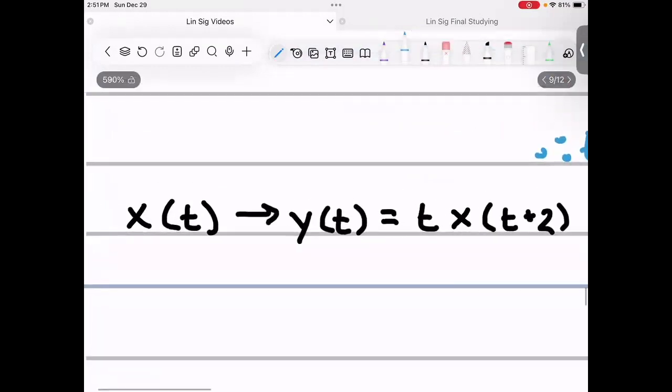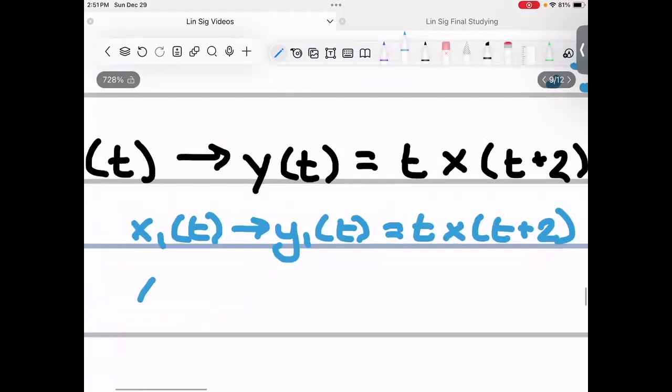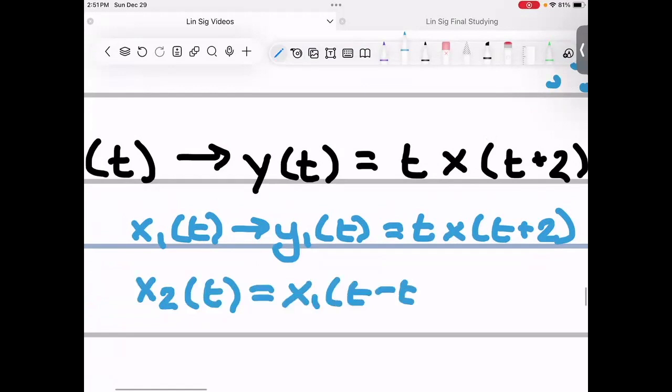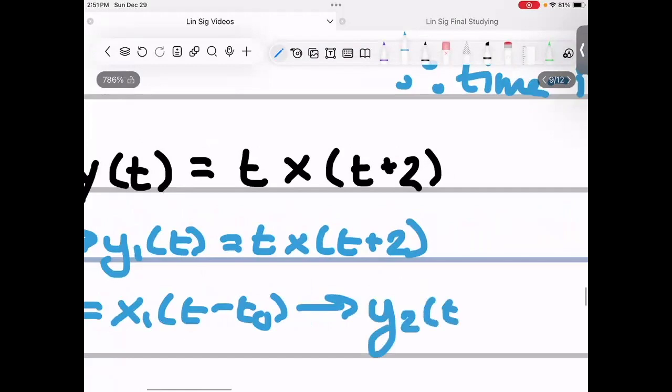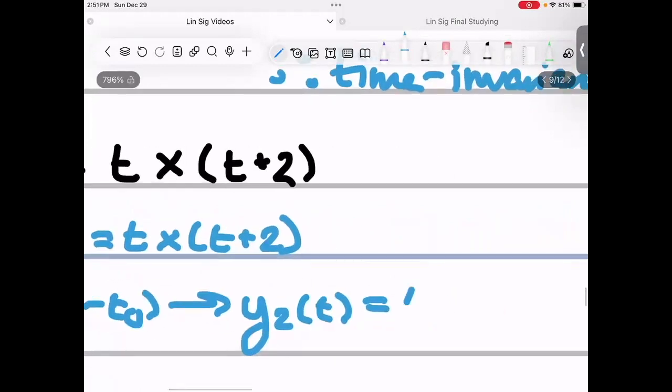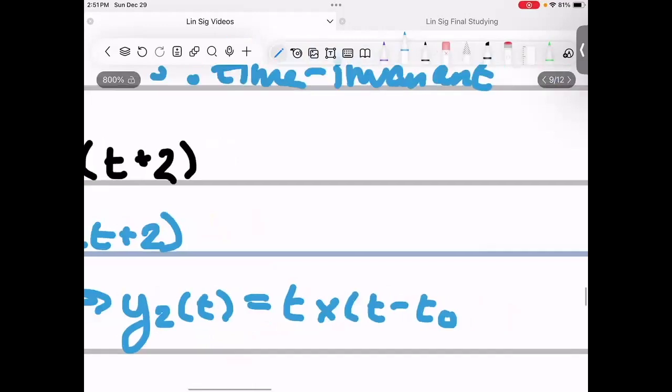We're going to again start off just with the same formula that we prescribed for all of these problems. x1 of t yields y1 of t, which equals t x of t plus 2. And now we're going to do x2 of t equals x1 of t minus t naught. And that gives us y2 of t, which equals, okay, we're just going to lop on a minus t naught wherever we see the x of t. So t times x of t minus t naught, lop that on, plus 2.